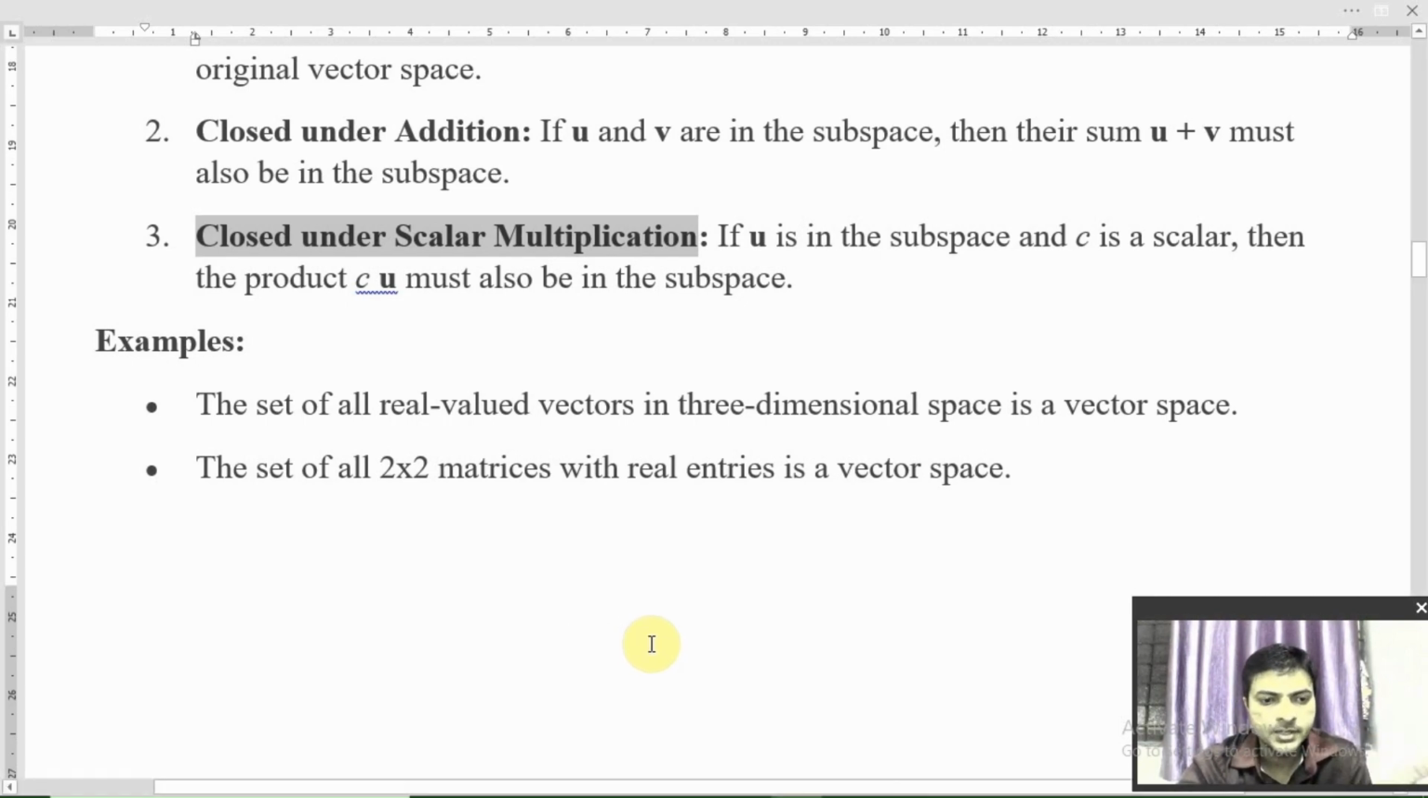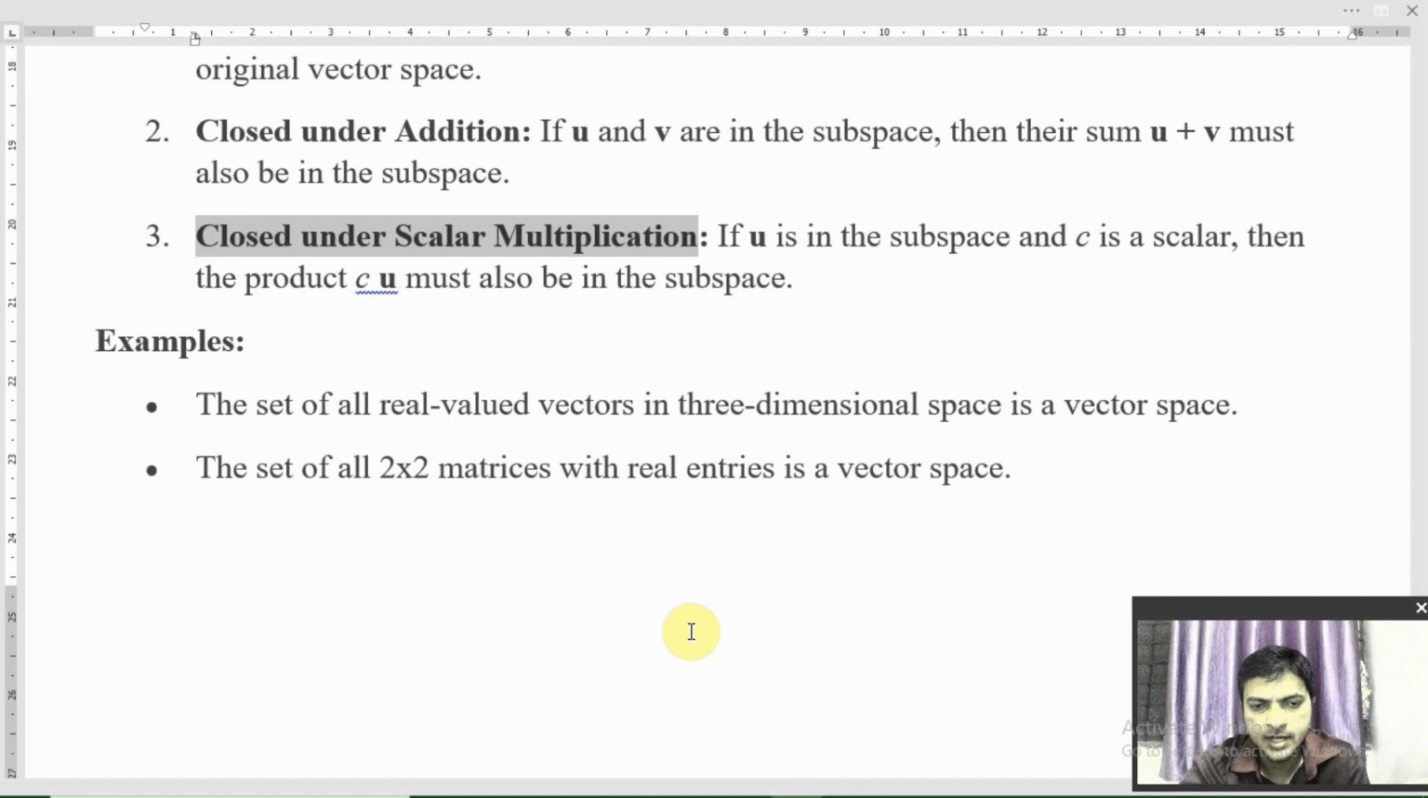The next example is the set of all 2 cross 2 matrices with real entries, which is a vector space. Yes, very easily we can identify. Take any matrix with 2 rows and 2 columns. We can very easily split this into u plus v, and say that it belongs to the vector space, and it satisfies closure under addition. Similarly, if you take any constant c and multiply it to the 2 cross 2 matrix, c is multiplied to every element of the matrix, and it satisfies closure under scalar multiplication.